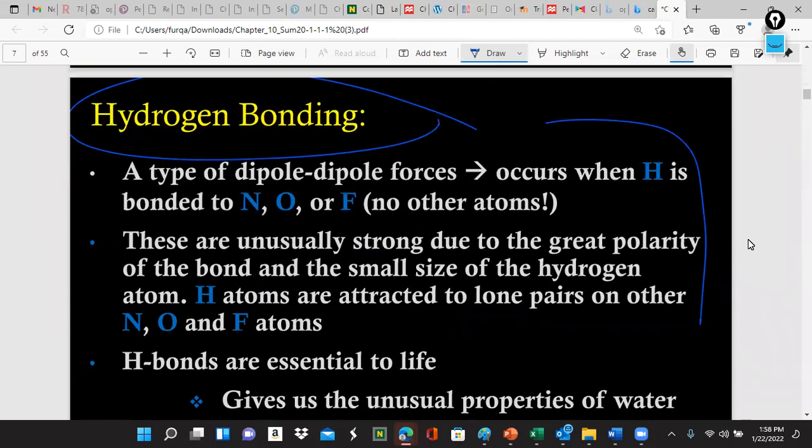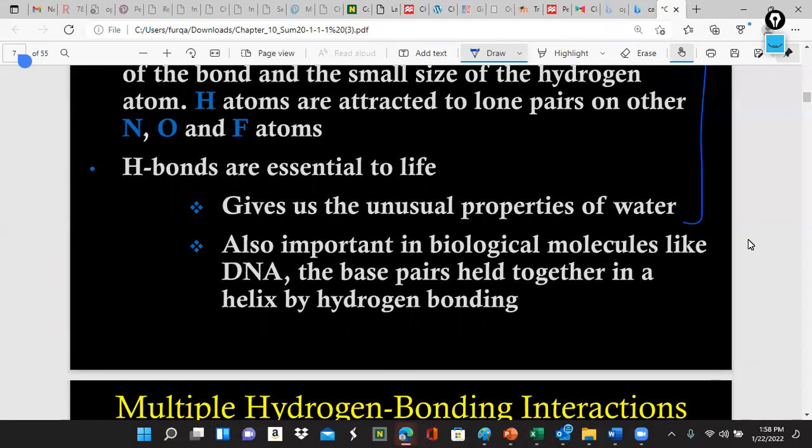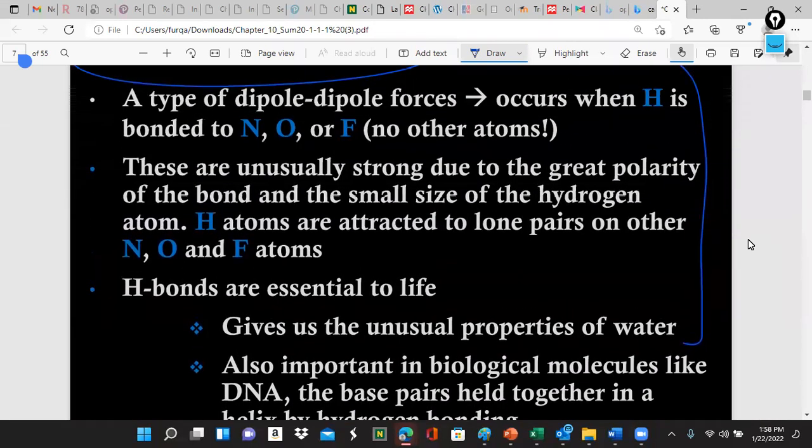These are the conditions for the hydrogen bond. Not all the groups are going to form hydrogen bonds. Make sure that you read it thoroughly, that these are unusually strong due to the great polarity of the bond and the small size of the hydrogen atom. So it's a dipole-dipole interaction that occurs when hydrogen is bonded only to these three.